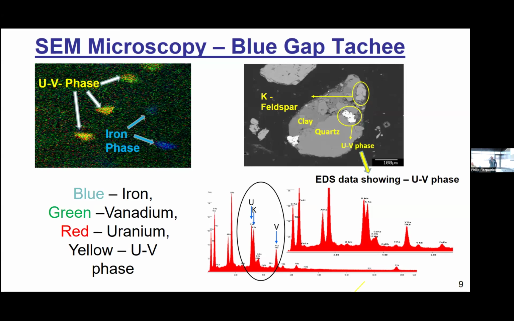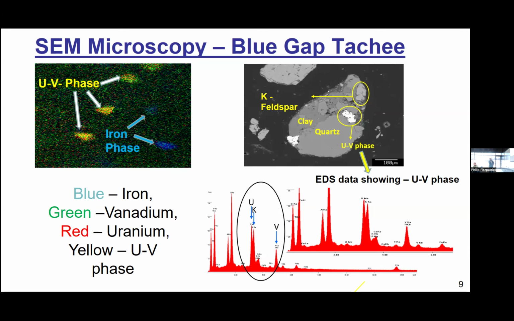So we can easily detect it. And when we zoom in, we can see that green is vanadium and red is uranium. What does green and red give us? Anybody, you remember when you combine green and red? Brown. No, you're close though. Yeah, orange or something like that, right?